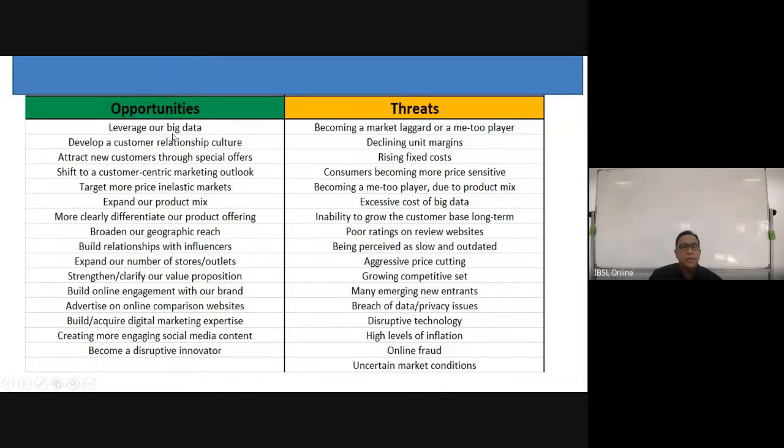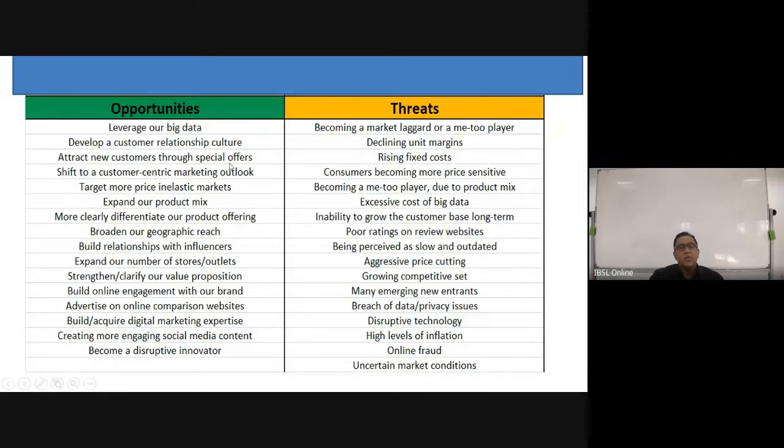Having got that kind of information about the customer, it's very easy to design some products and attract the customers. Develop a customer relationship culture that we discussed. The customer relationship is a longer term relationship. Those are the opportunities that you have.